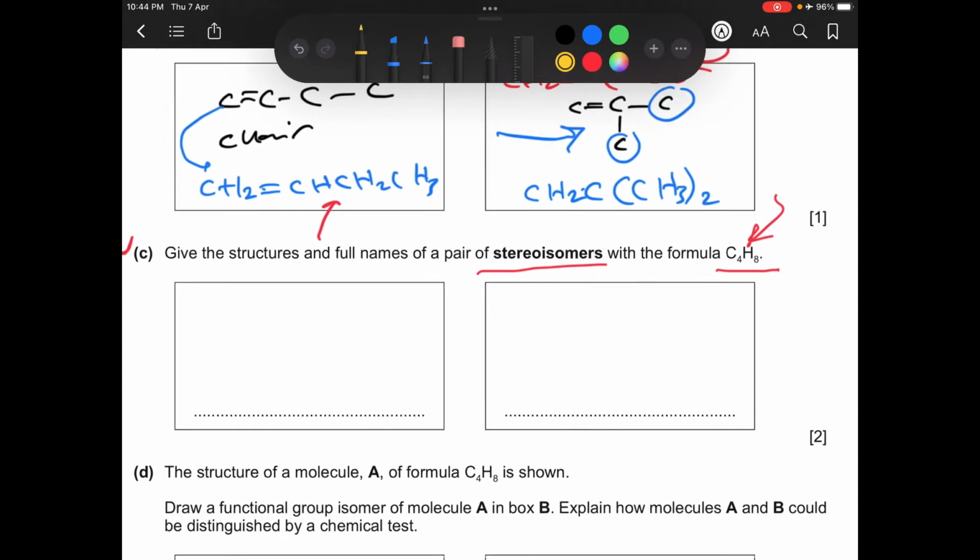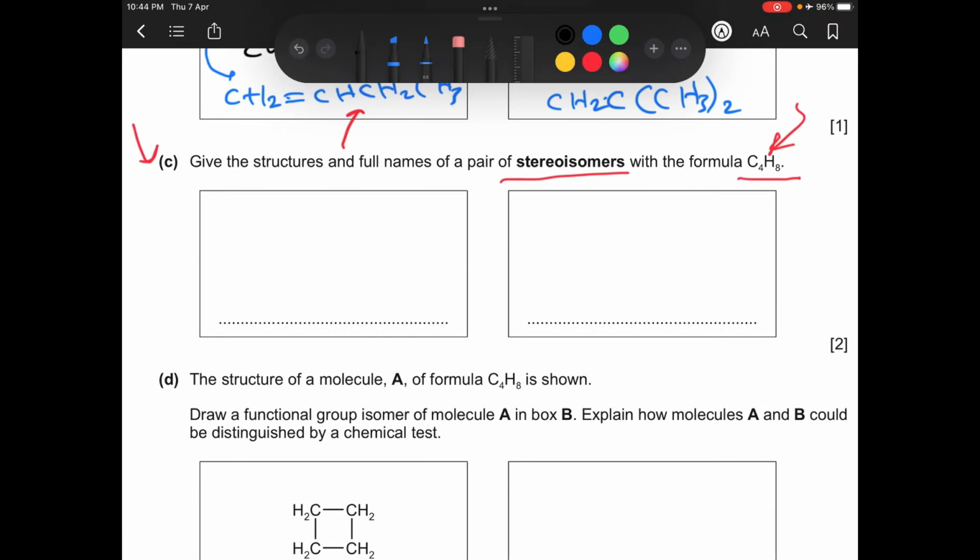Why? Because if you draw it with the double bond in the first carbon, like CH2 double bond CH, CH2, CH3, you won't have stereoisomerism if you have a carbon on the double bond that has two identical groups, in this case. So we don't have stereoisomers in this compound. So you should deal with the butene when the double bond is in the second carbon.